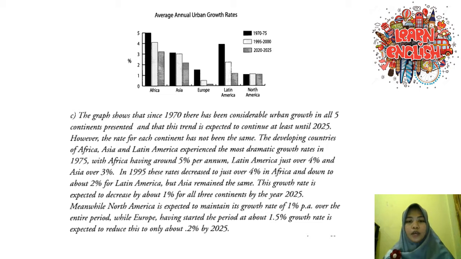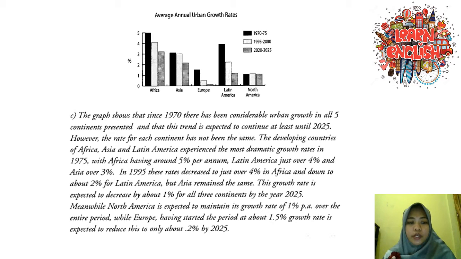This is quite a good example of IELTS writing. You can see here, it gives us quite equal information about the graphs. Let's read it. The graph shows that since 1970 there has been considerable urban growth in all 5 continents presented, and that this trend is expected to continue at least until 2025. However, the rate for each continent has not been the same. This is the point: the rate for each continent has not been the same.